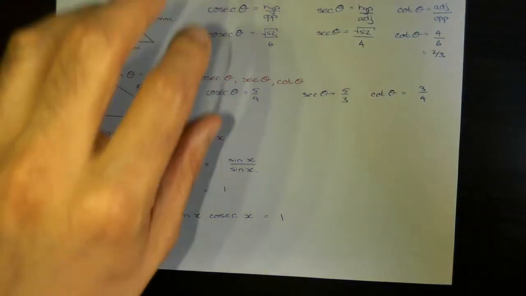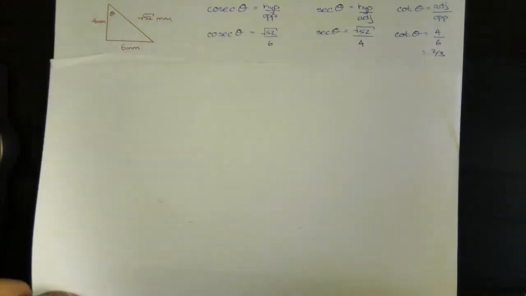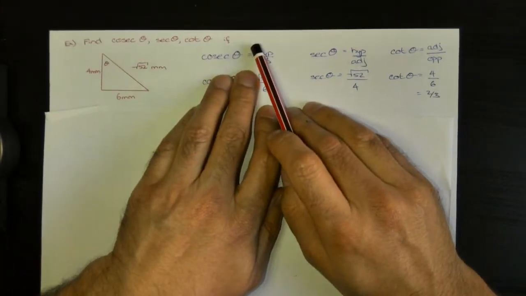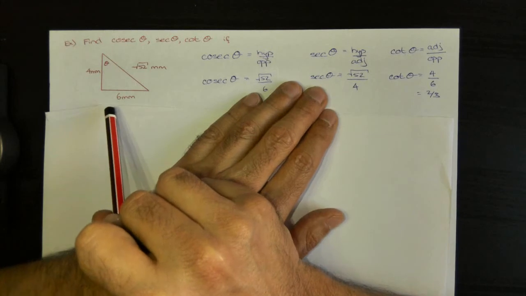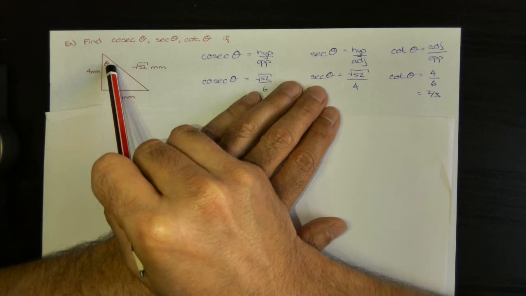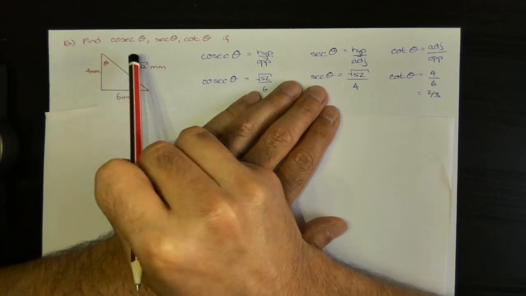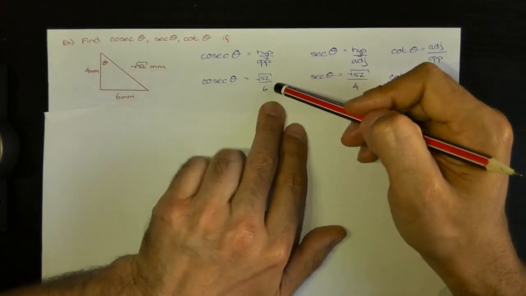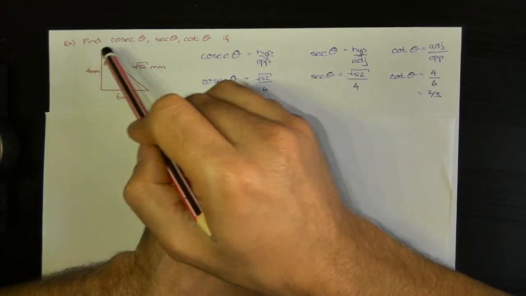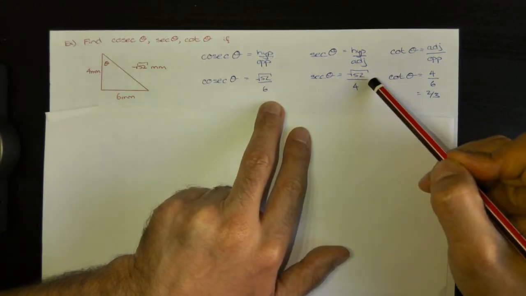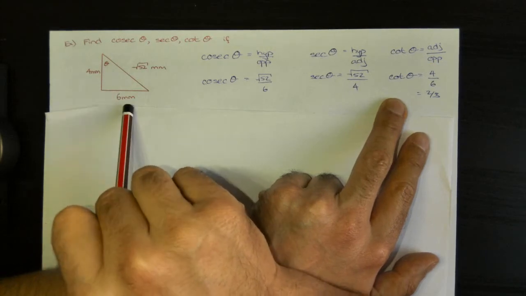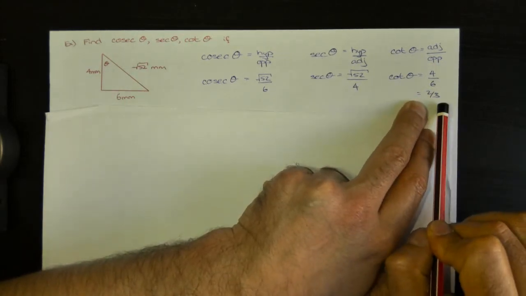Okay, let's do some examples. We want to find cosec theta, sec theta, and cot theta if we have this triangle. So here's our theta. Cosec is going to be the hypotenuse over the opposite. So here we go, 52 over 6. The sec theta is the hypotenuse over the adjacent. And the cot theta is the adjacent over the opposite. And that can be simplified to 2 over 3.